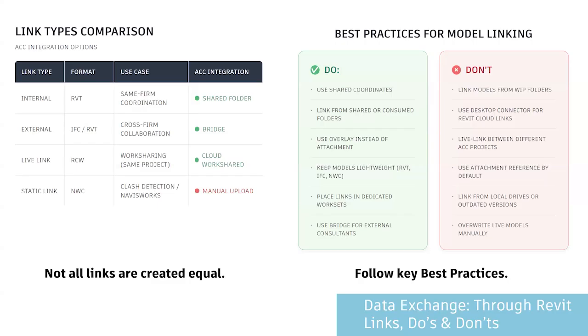A couple of highlights here. Always use the Shared or Consume folder, not Work in Progress, for linking. Avoid using Autodesk Desktop Connector to link Revit files. It's not designed for that. And use overlay instead of attachment when linking models to reduce unnecessary dependency.